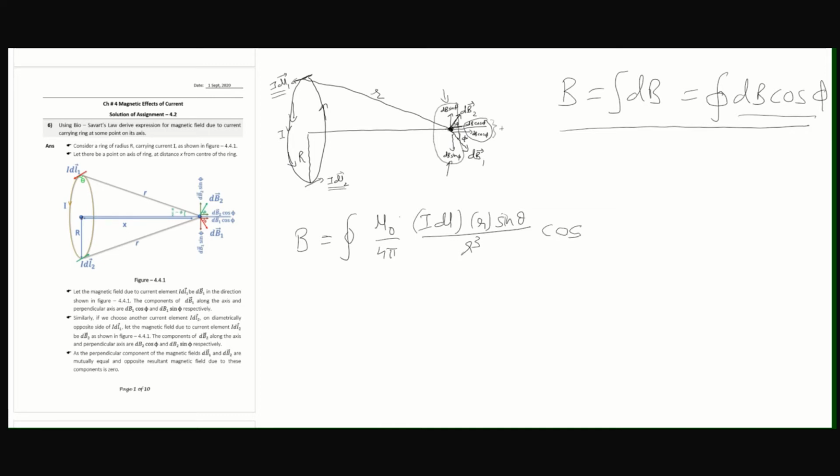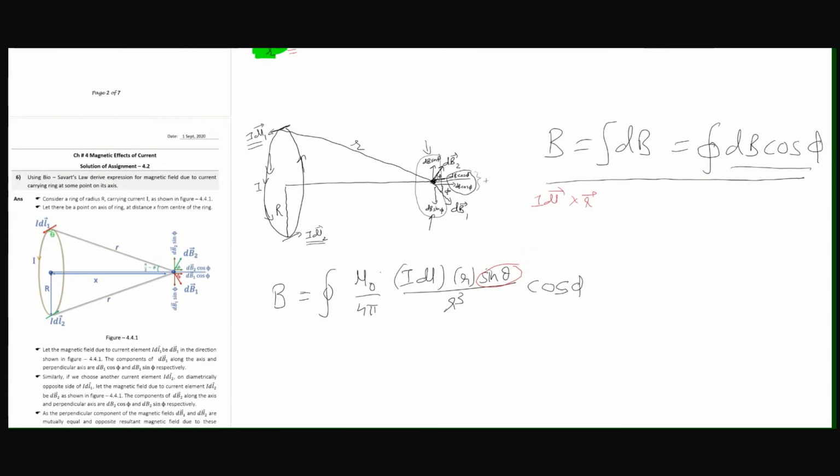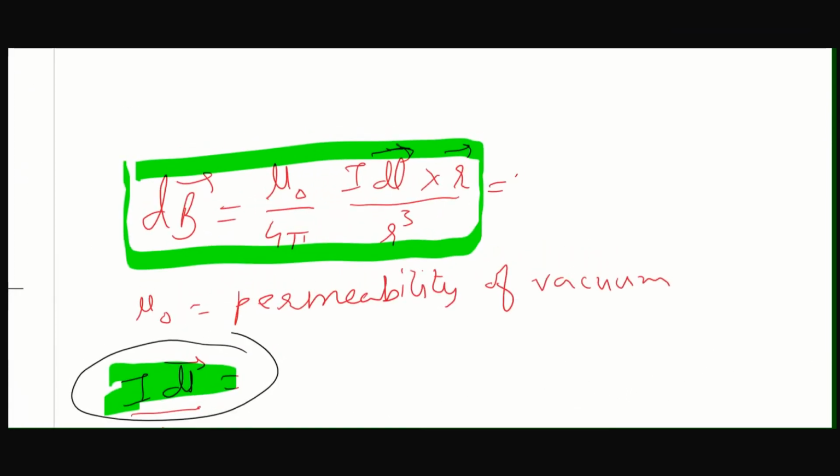But there is still one thing bothering me. What is that? It is this thing. What is sine theta? And from where has it come? See, we have IDL cross R in the Biot-Savart law. Go back to the formula. See, here is the formula. So for any cross product, when you are writing only the magnitude, it is IDL R sine theta by R cube, isn't it?